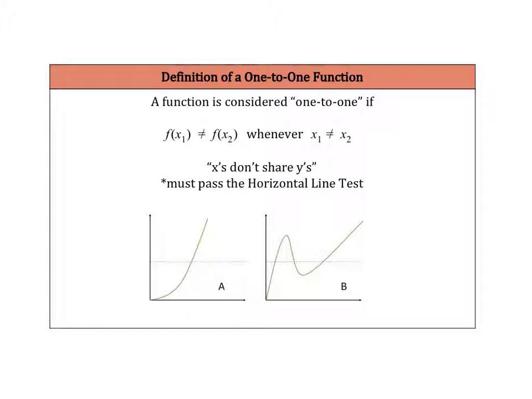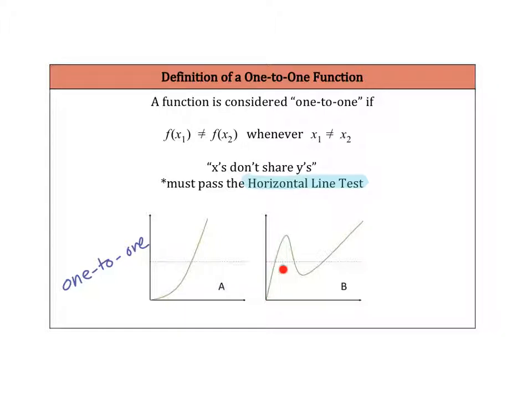So hopefully you remember that we use the vertical line test to see if an equation is actually a function, but we use the horizontal line test to see if a function is considered one-to-one. Essentially, if it passes the horizontal line test, as you can see in function A, this one is one-to-one, because for every x value, there's only one y, and for every y, there's only one x.